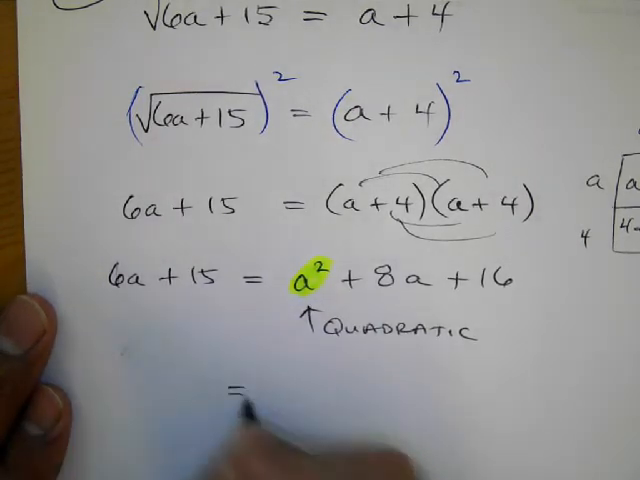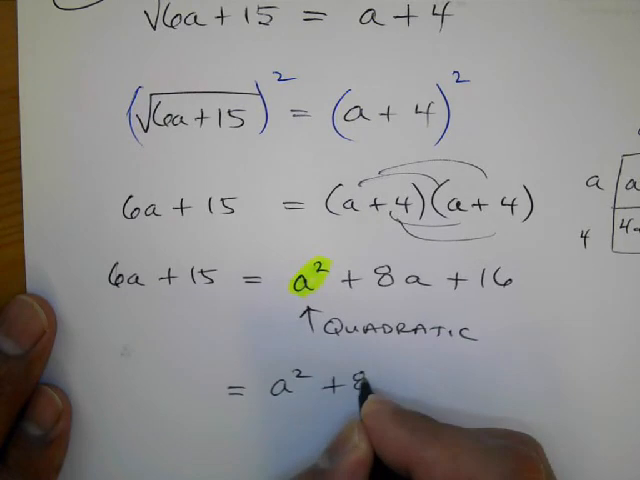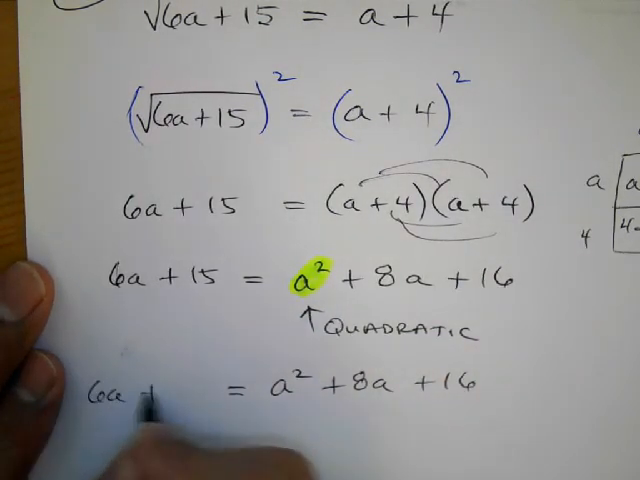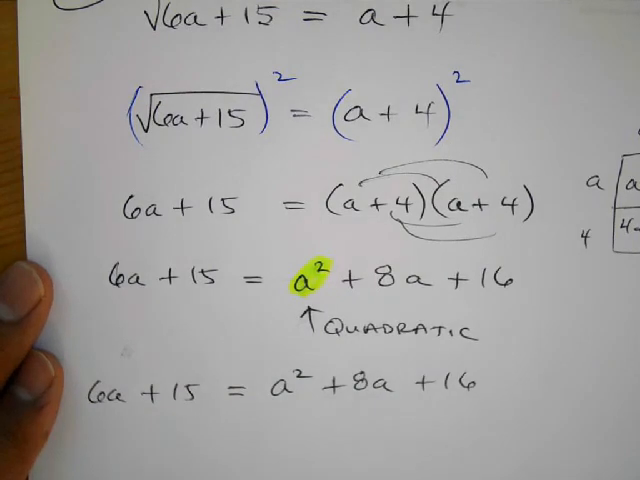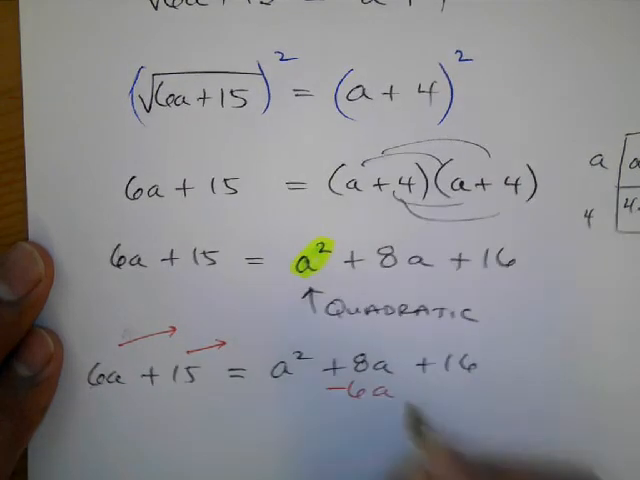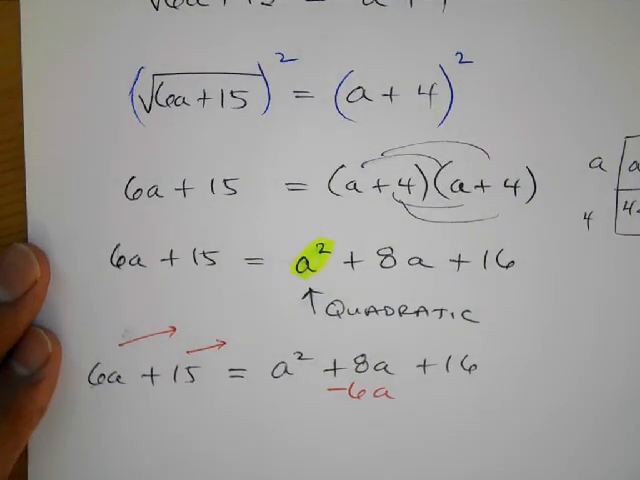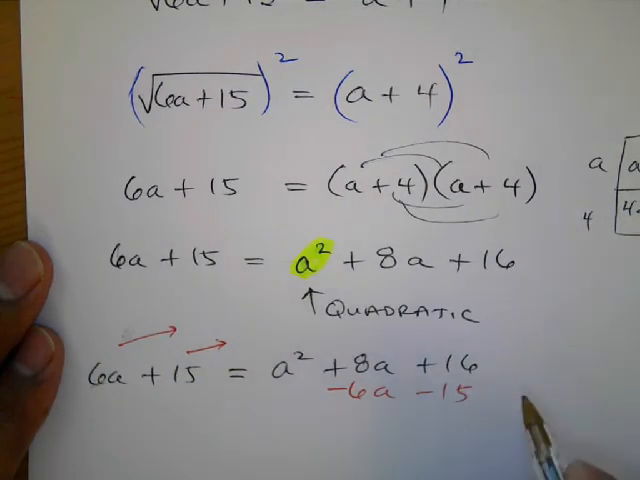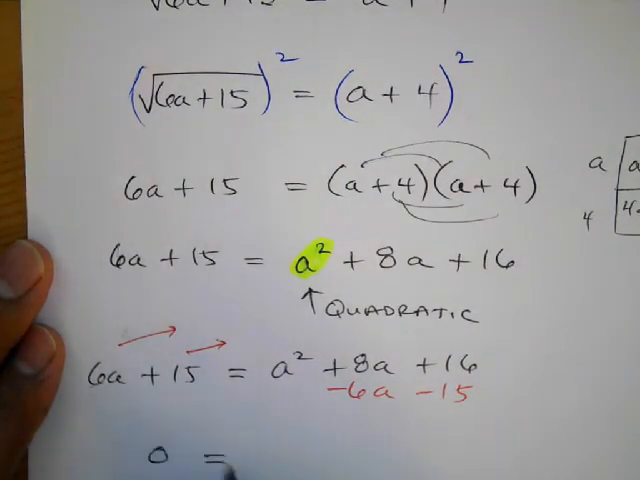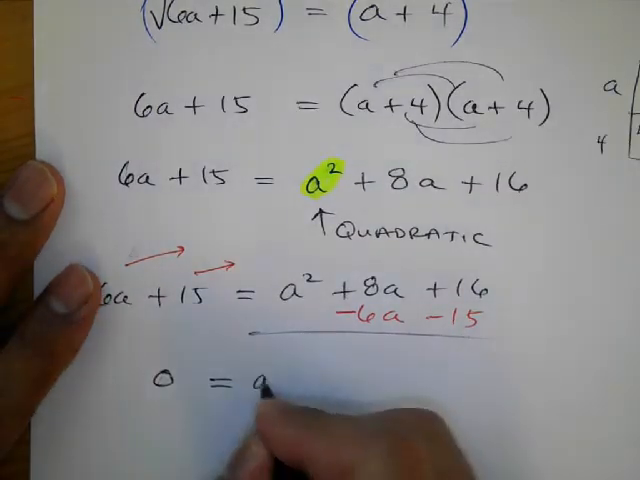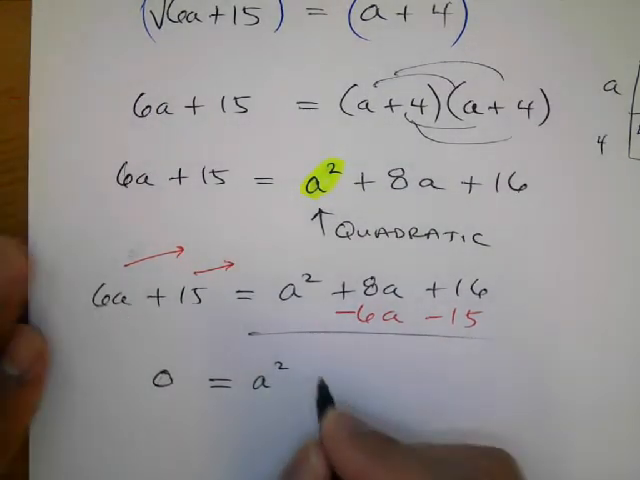When it's quadratic, that means you got to move everything to the side where the a squared is positive. So let me keep this over here: a squared plus 8a plus 16. And I got the 6a plus 15. But I got to move these to this side, right? When this 6a goes over there, this is positive 6a. Isn't it going to be negative 6a? I'm going to put it right there because those are like terms. And that's positive 15. But when I throw it to the other side, it's negative 15.